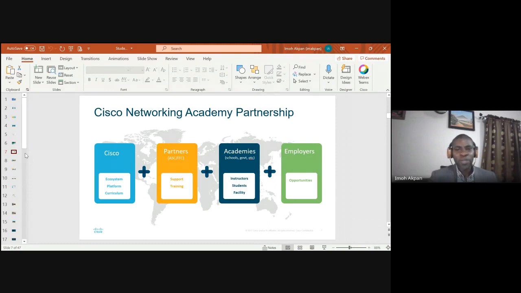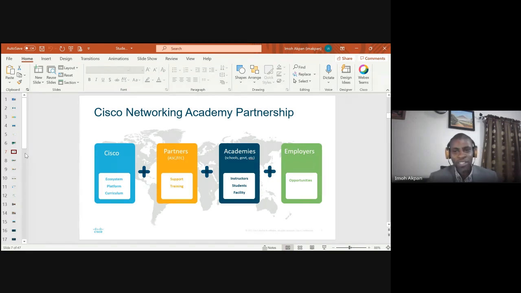In terms of partnerships and how we work, basically we have Cisco providing the platform, the curriculum, the content. We also have some key partners like Instructor Training Centers. These are centers that Cisco has certified to be able to train. So as part of the partnership ecosystem, we certify some centers, some institutions to train other instructors. And then we have academies, and then also in that ecosystem, you have employers.